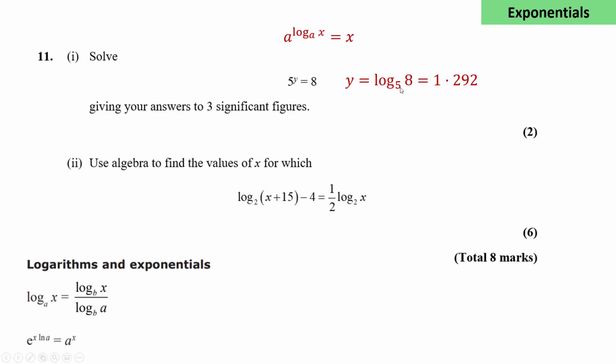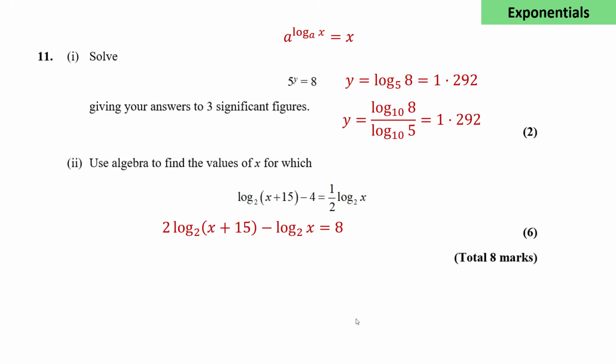If I don't have log to the base 5 on my calculator, I can use the recipe inside the formula booklet, which allows me to change the base of a logarithm. So in that case, I can write y equals log to the base 10 of 8 over log to the base 10 of 5, using this formula from the formula booklet. And I'll get the same answer, 1.292.